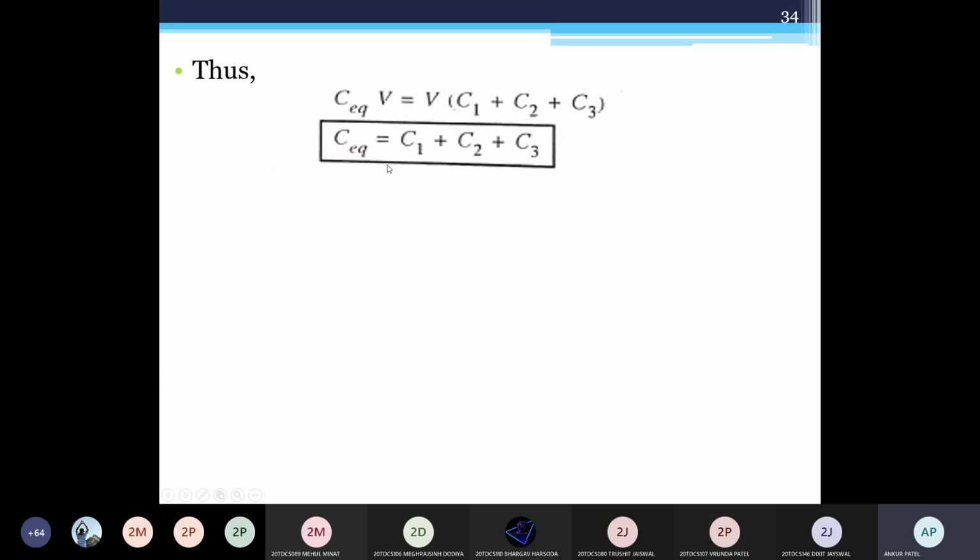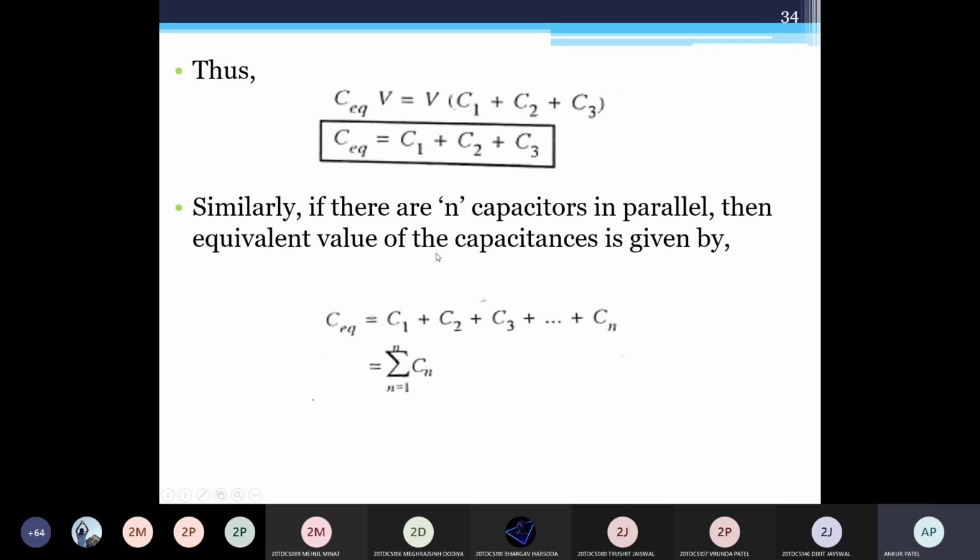Anyone having a query for capacitance in series and capacitance in parallel? No, sir. Okay, now we will go for the examples. If capacitors are connected in series and parallel, then you need to find capacitance and charge. This is for n capacitors connected in parallel, so you can write this expression.